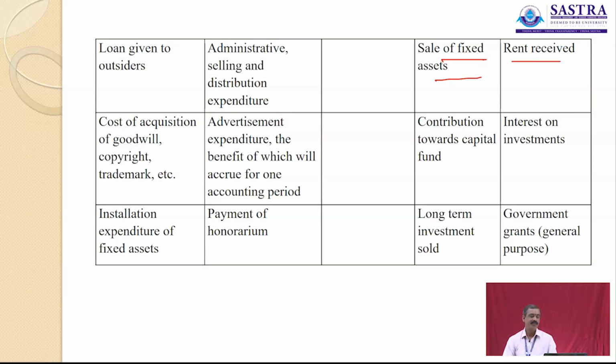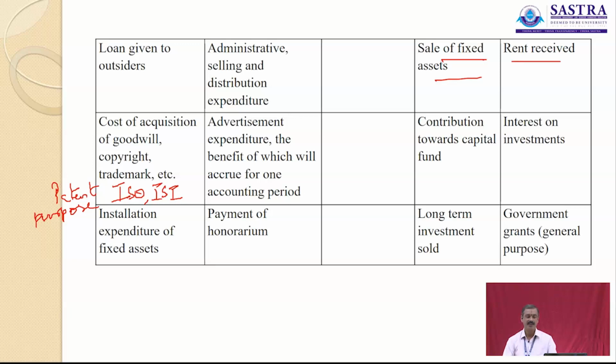Cost of acquisition of goodwill, copyright, trademark, or the kind of capital expenditure. So you may be knowing even today the cost of acquisition of goodwill, copyright, trademark. Beyond that, today the people are striving for ISO, and some of the organizations spend for maintaining their ISI or any other kind of the purpose which generates the revenue earning capacity more than one accounting period. Such expenditure will be known as capital expenditure.